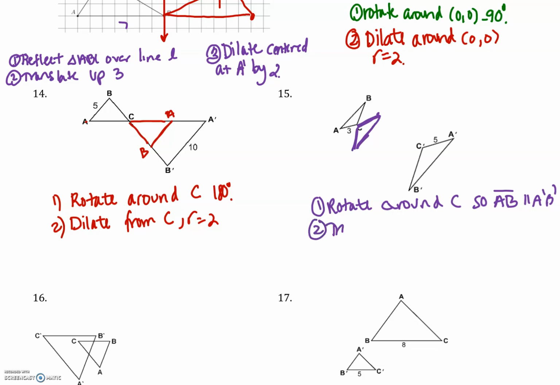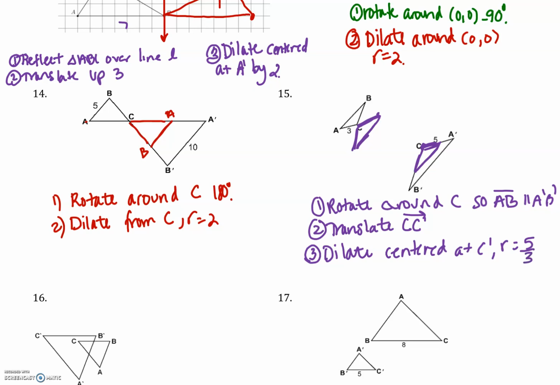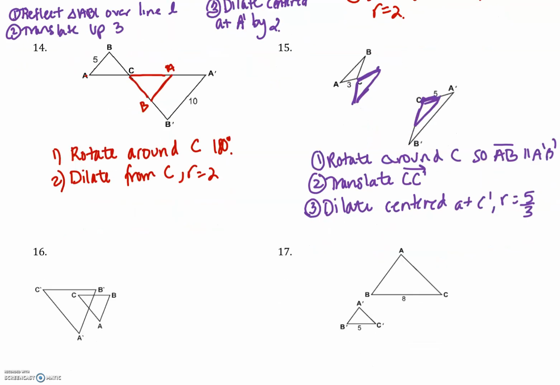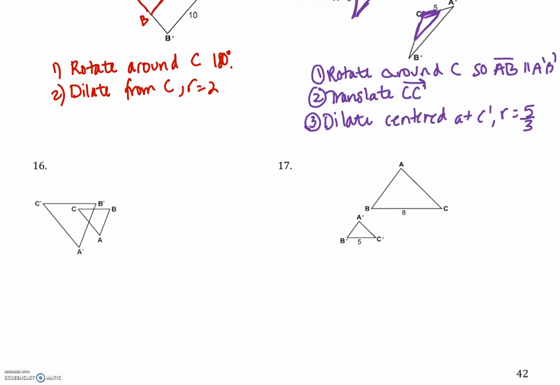Then I can translate it so that C moves to C prime, and if I did that it would be here, and then I can dilate it and it would be centered at C prime because now I'm over here, and it goes from 3 to 5, so my scale factor is image over pre-image, 5/3.